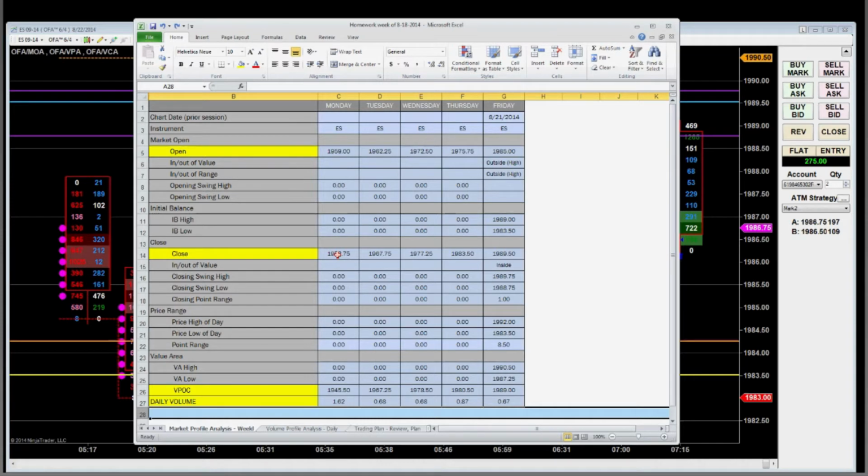Now the close is something I weight a little bit heavier than the open because a lot of activity can happen during the day, but it's the close. Where does this market settle in? What is it really trying to do?